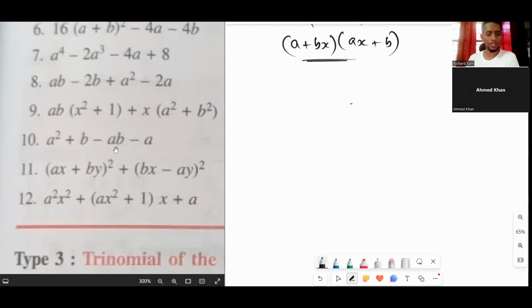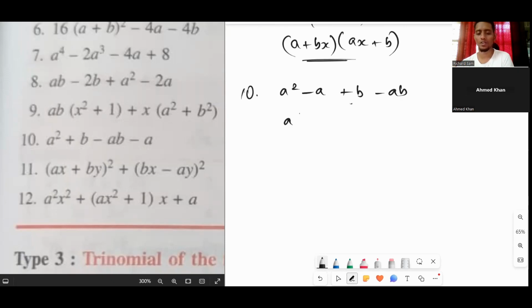Okay. In the 10th one, what did you rearrange for? A square and minus ab. So a square minus ab is one group, and plus b and minus a. A square minus a, plus b minus ab. Take the first and the fourth one. Okay, first and last. Okay, a square minus a and plus b minus ab.